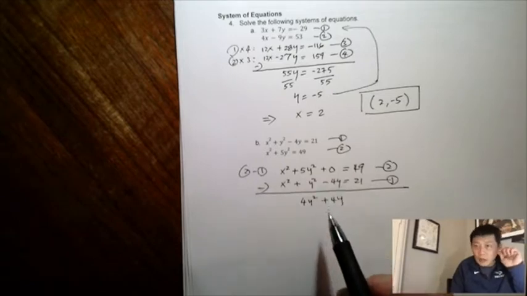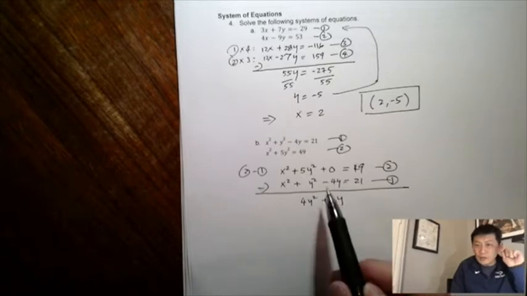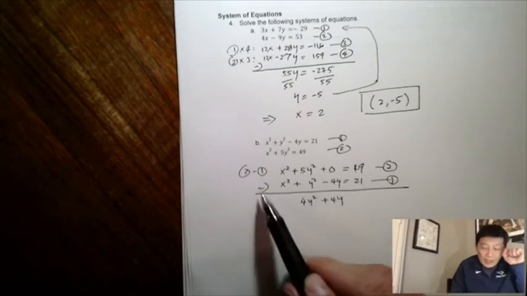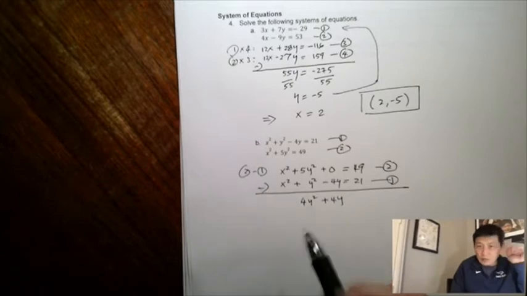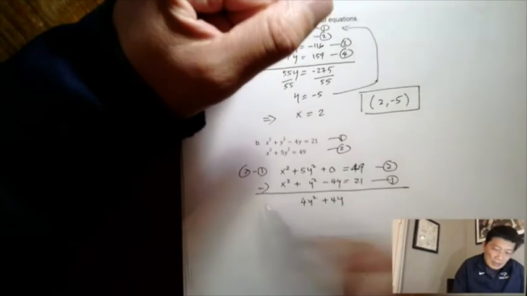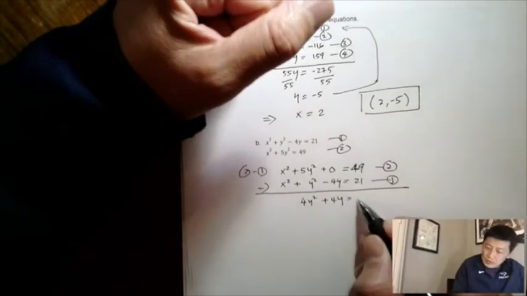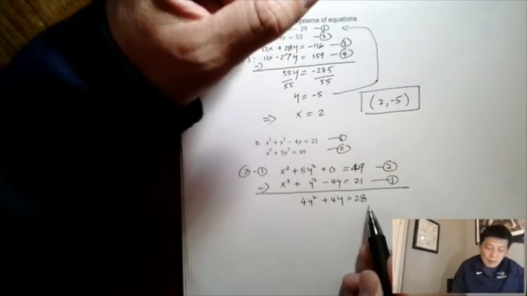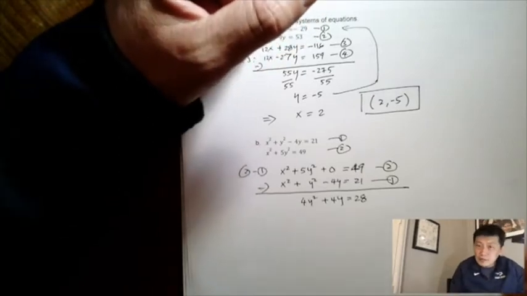A lot of students make mistakes over here. I've seen this over and over in many years of teaching algebra. Students often forget the negative, and then you end up with the wrong answer. Now you have 49 minus 21, and it gives you 28. So this is our new equation. I have eliminated the x.